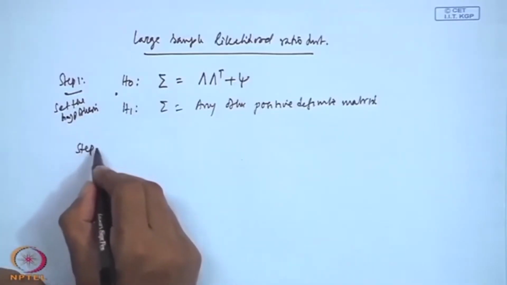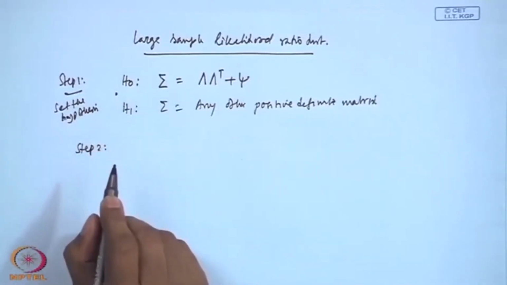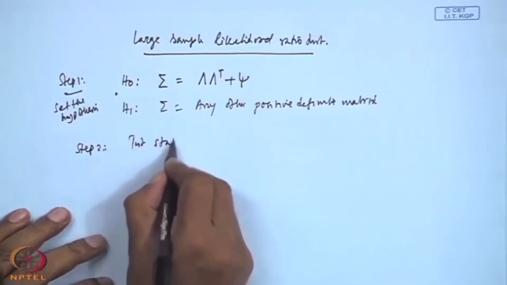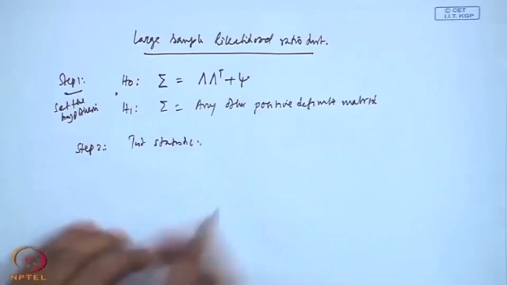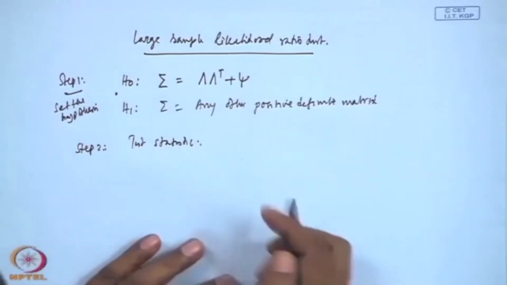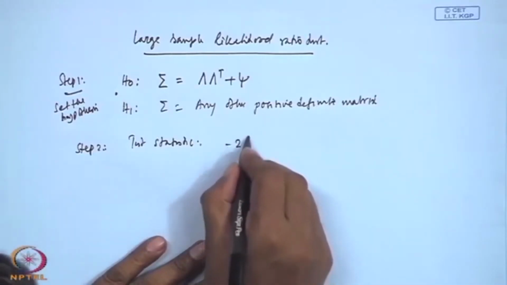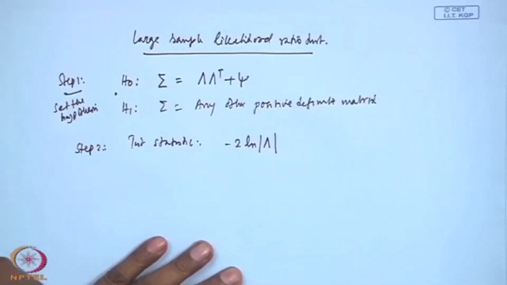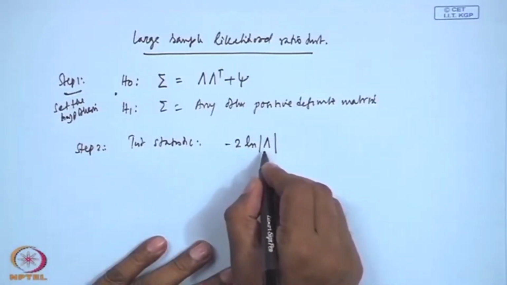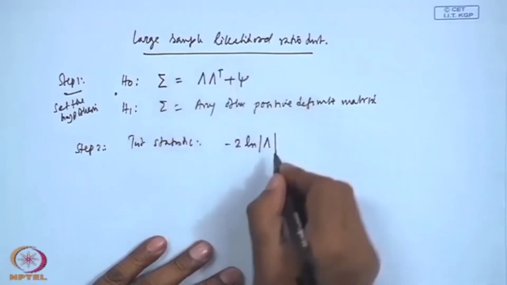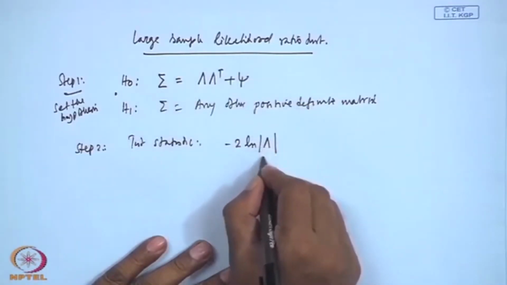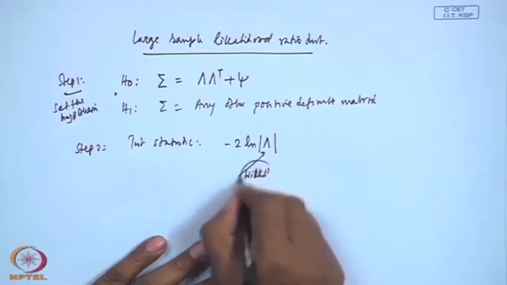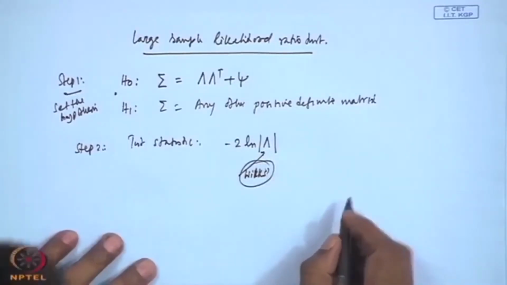Your step 2, you have to find out the appropriate test statistic. What is your test statistic? As I told you, it is the log likelihood ratio. So, minus 2 log capital lambda. This lambda is not the other capital lambda. In this case, this is basically similar to the Wilks lambda that you have seen earlier, Wilks lambda type of things.